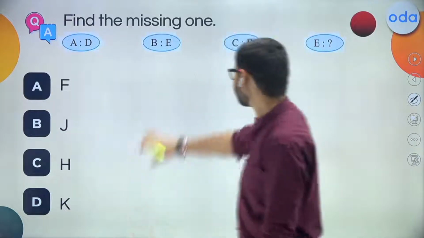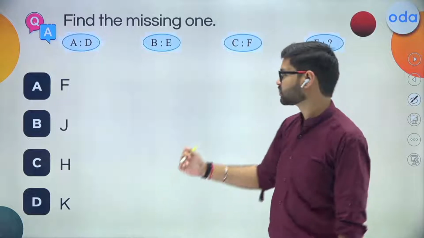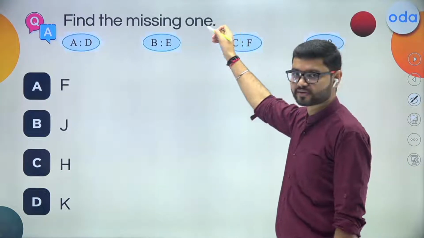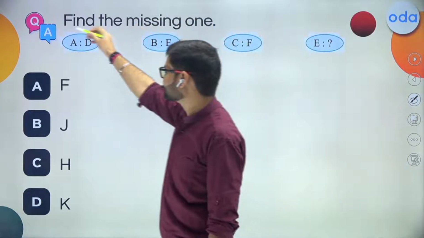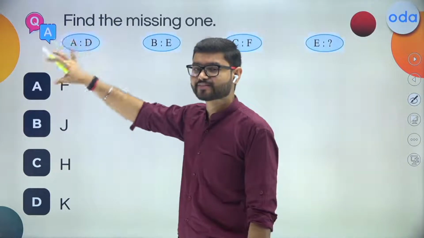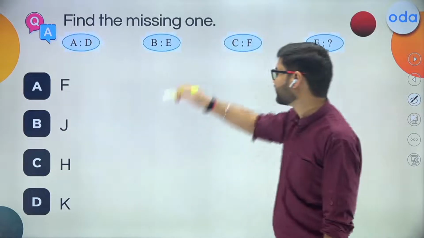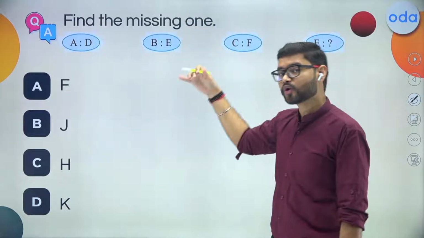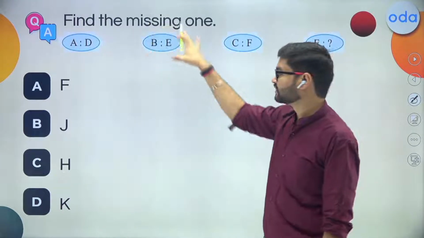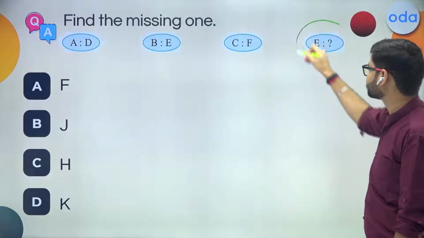Let's do some questions now. So I have this question for you. I want you guys to give this a try. Okay? Find the missing one. So you can see that in the very first example, we have A and D. They definitely have some relation. That relation, that rule we have to find. Okay. Then B and E, they also have the same relation, same rule. C, F, and then we have to find this one.